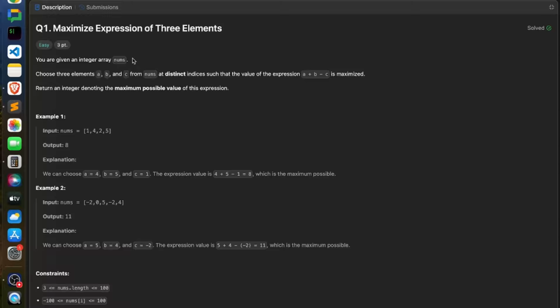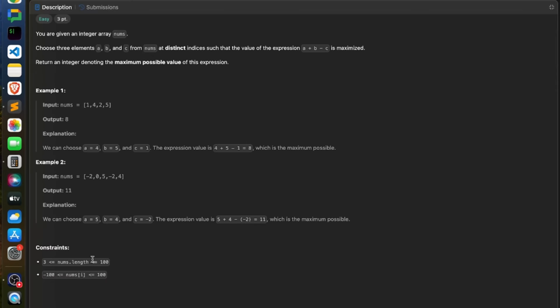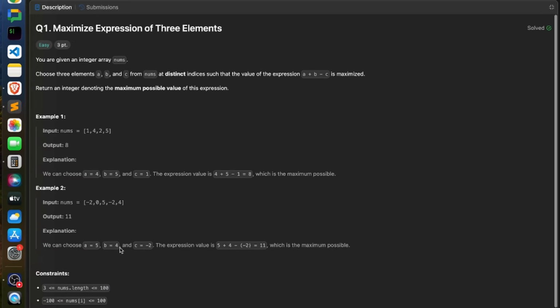You are given an integer array nums and you have to choose three elements a, b, and c from nums at distinct indices such that the value of the expression a plus b minus c is maximized, right? So essentially we have to find the maximum possible value of this expression. If you look at the constraint, the length can only go up to 100, right? So we can easily apply an order of n cube solution.